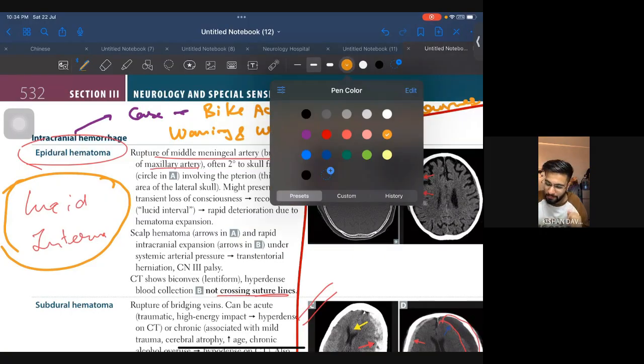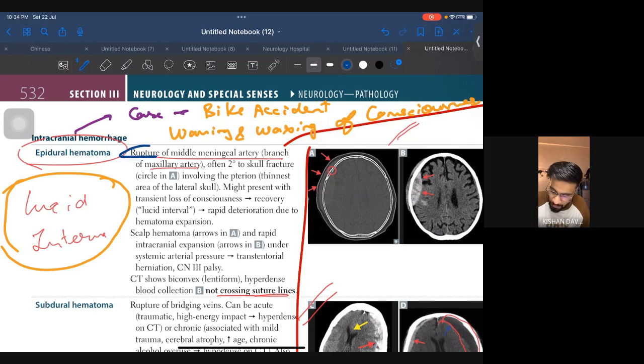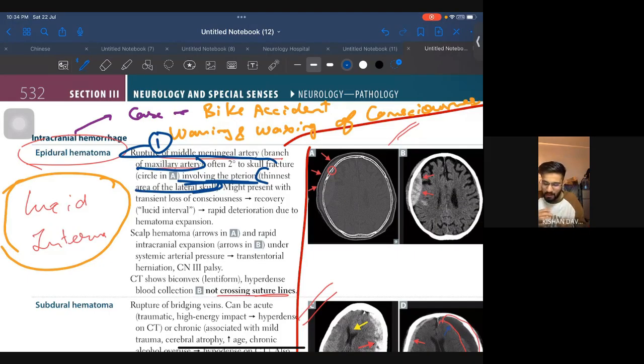Alright, let's see what are the important information. Rupture of middle meningeal artery, that is the branch of maxillary artery. This is very important point. Okay. Another important point is it involves pterion. Pterion is the thinnest area of lateral skull. Now, apart from this thinnest area of lateral skull, can anyone tell me what is the definition of pterion? Anyone? Hmm? पटेरियन की definition. What is the location? What is the landmark of pterion? कोई बता सकता है?